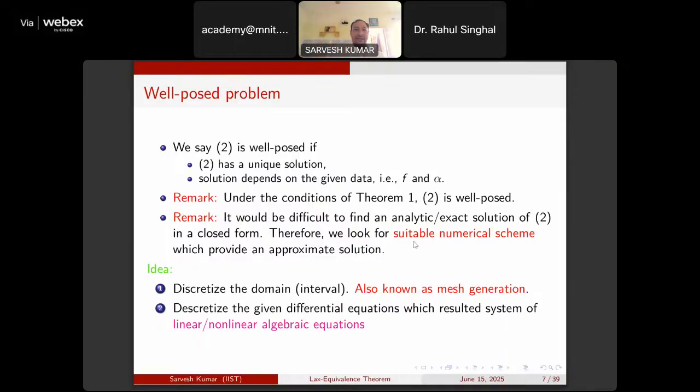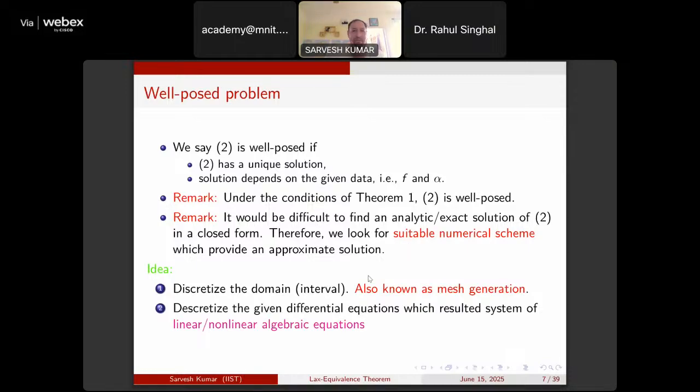So as I said, it is difficult to have an analytical solution, so one has to go with a suitable numerical scheme. This word suitable is very important, in the sense that we have to look for numerical techniques which will provide physically relevant solutions. For example, if I have an equation, there are n number of schemes available. So can I apply any one? The answer is no. We have to look for a suitable scheme. Suitable means it should provide a physically relevant solution.